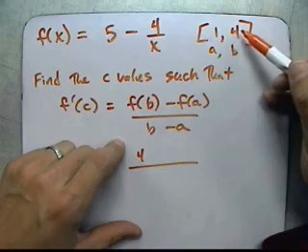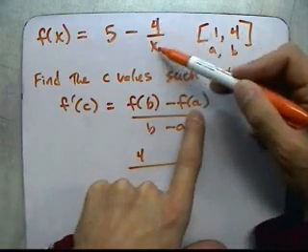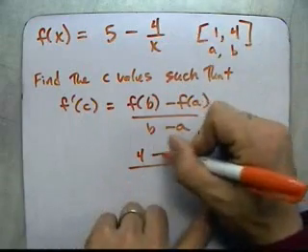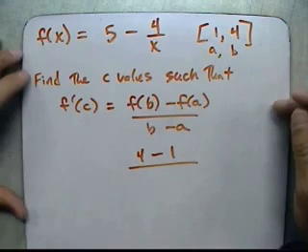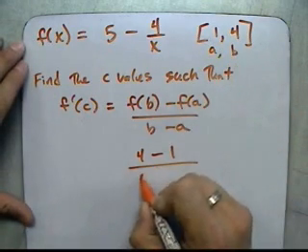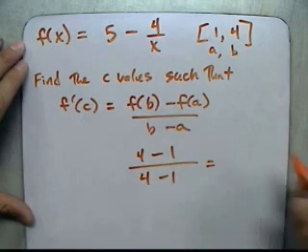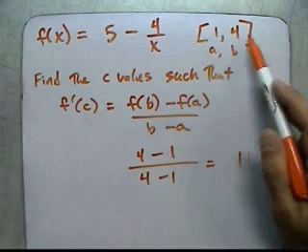And I'm plugging in, let's see, f of a now. So I'm going to plug in a 1. So 4 over 1 is 4, 5 minus 4 is 1. So I should get 4 minus 1. Okay, I'll divide that by the interval gap there, or b minus a. So b is 4, a is 1. So 4 minus 1 here, and we get 1. So the slope between these 2 points right here is going to be a 1.